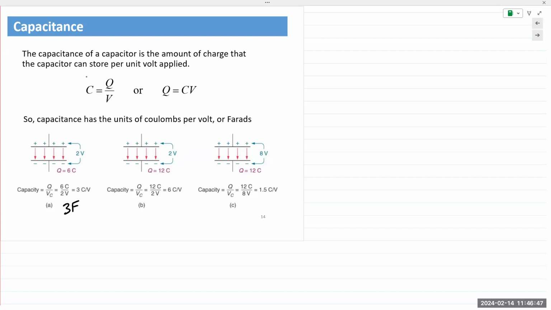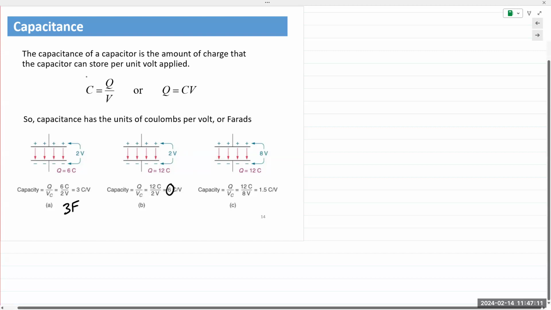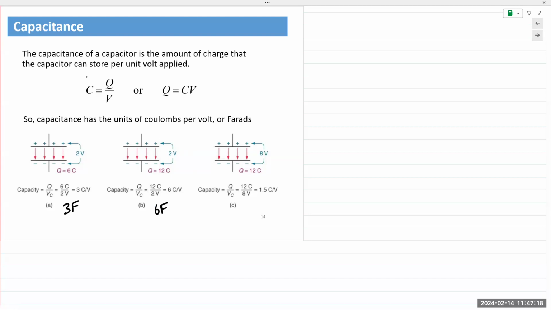Again, I mentioned this. The unit of capacitance is named after Faraday, so farads. Technically, it's of course charge over voltage. If you increase the amount that it can hold, 12 coulombs, now for the capacitance you need a larger capacitor, right? So it's 6 farads. A farad, by the way, is really huge.